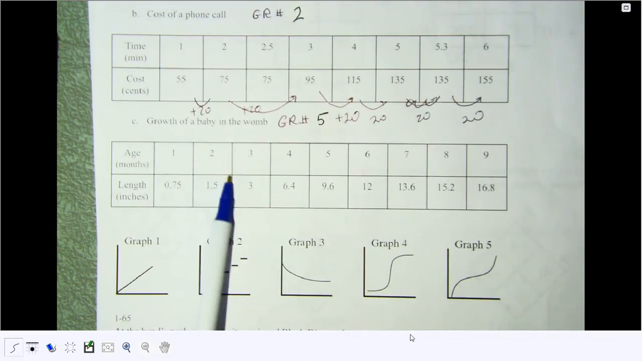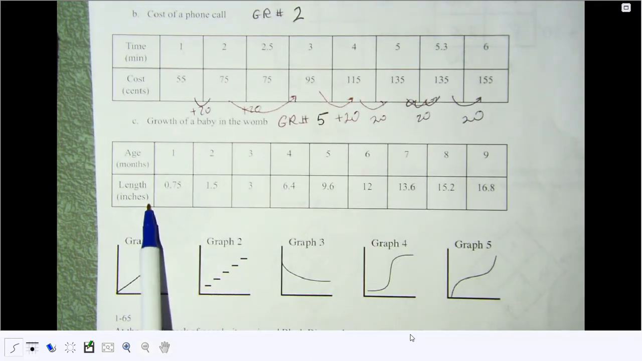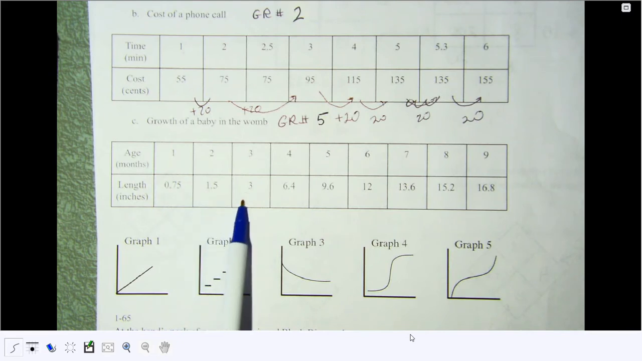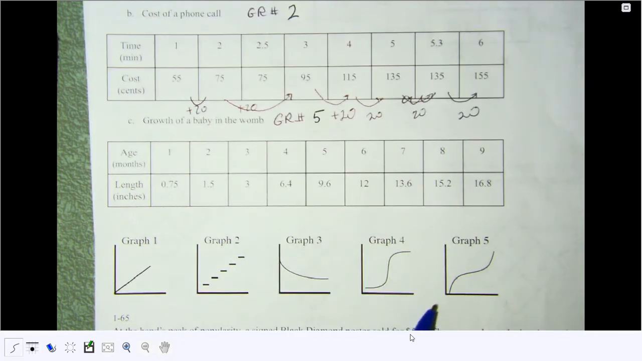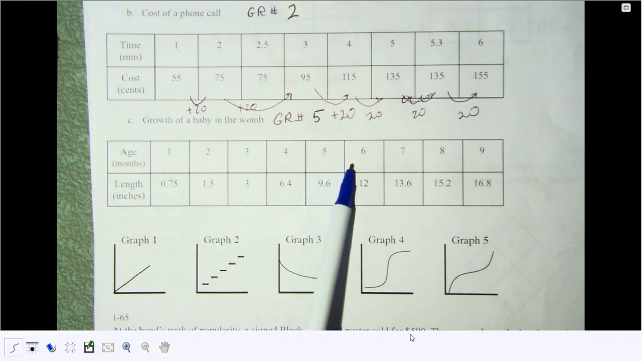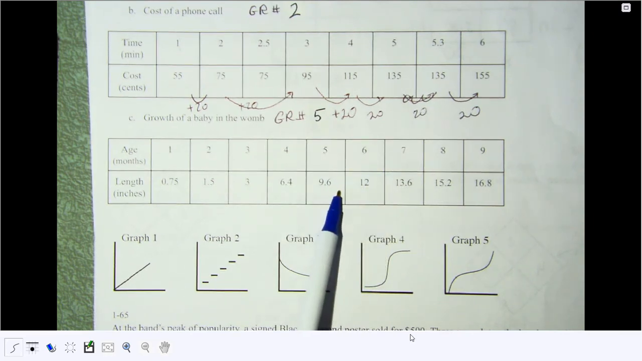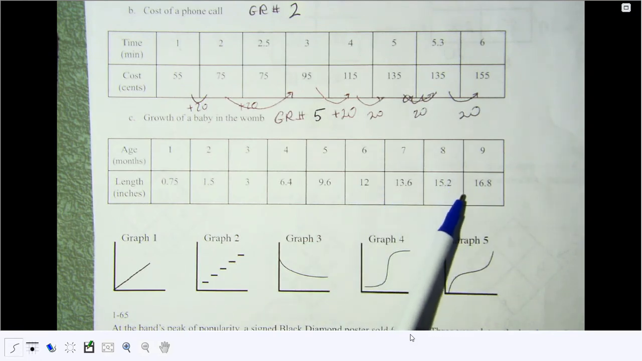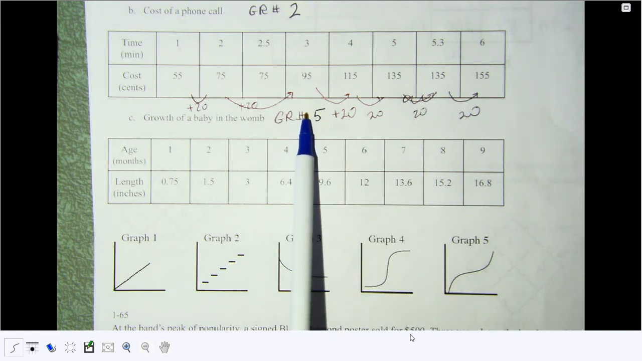Okay, so the growth of the baby. So the baby starts very, very tiny, and then from 1 to 2 in months, it doubles. Look, it goes by 2. So it kind of grows really fast. Then between 5 and 6 and 7 months, it grows a little bit slower because it doesn't double. And then at the end, it grows a little bit faster. So I would say that's graph number 5.